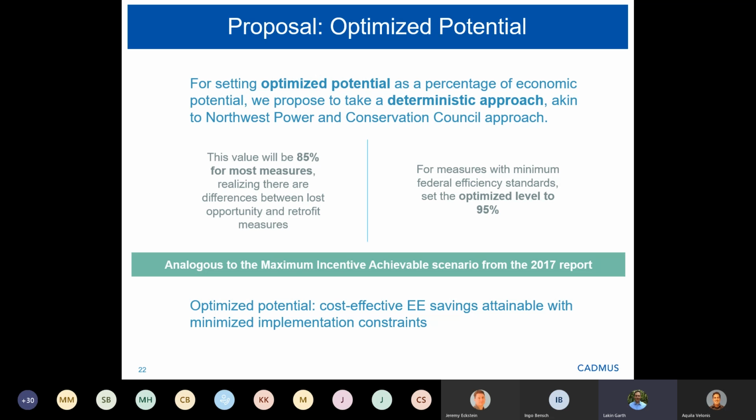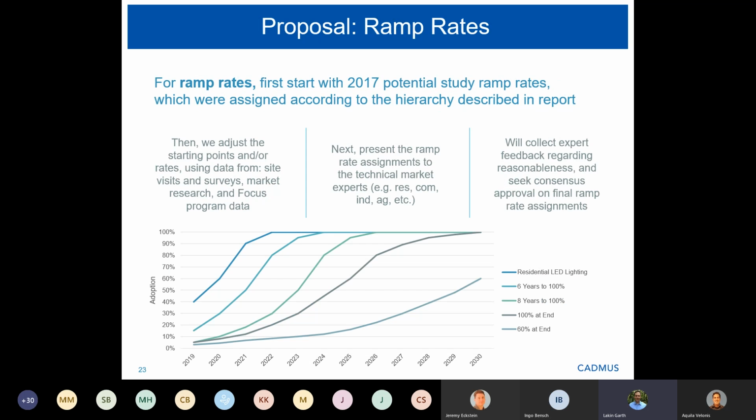And so for any end use or piece of efficient equipment where there have historically been minimum federal efficiency standards, we propose to set that optimized level to 95%. And so in terms of being able to make comparisons, the optimized potential will be analogous to the maximum incentive achievable scenario from the 2017 report. On the next slide, Jeremy, on slide 23, I just want to summarize our proposal for ramp rates.